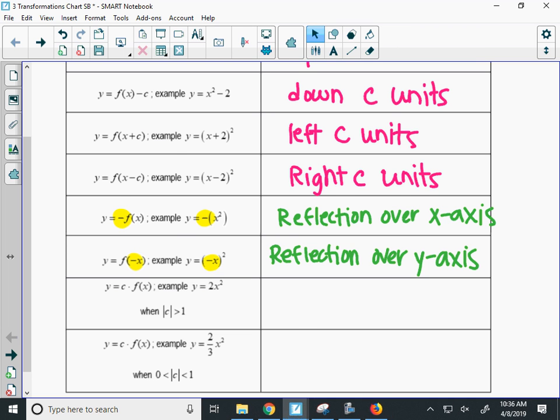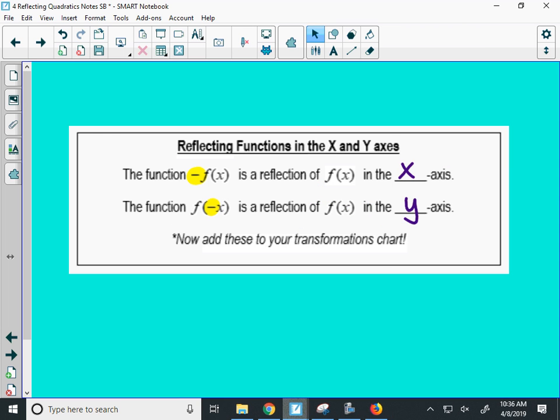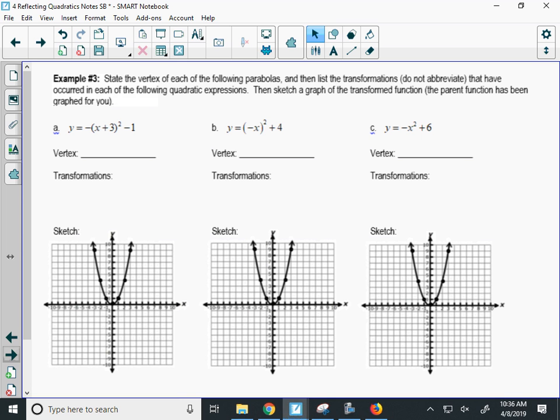Okay. So we'll leave our chart there, and let's look a little bit at the back here at a couple of examples. So we'll flip over. So we're going to state the vertex, list all the transformations, and then sketch a new picture based on the parent function here. Okay? So we have negative x plus 3 squared minus 1. Now remember, to find the vertex, you take the opposite of the number in the parentheses, which will be negative 3, and then the same as what's on the outside, negative 1.